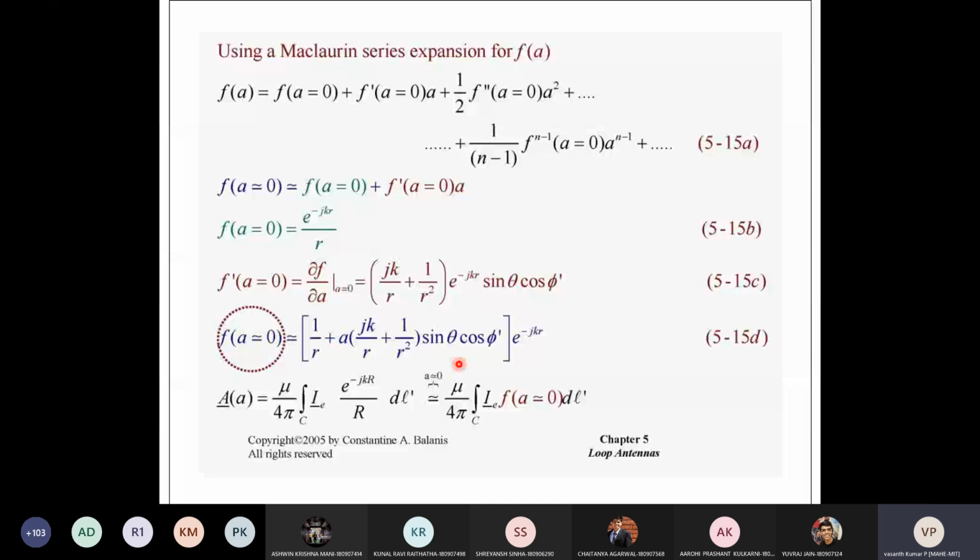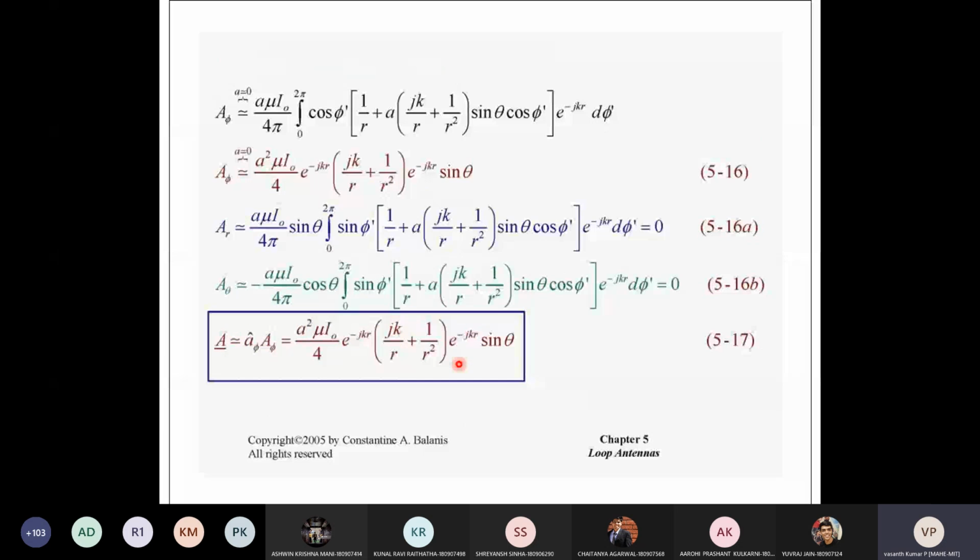Then next slide. Now this one is what we get. So a phi is like this, e to the power of minus j k r d phi dash. When you do the integration, you get this term a phi.